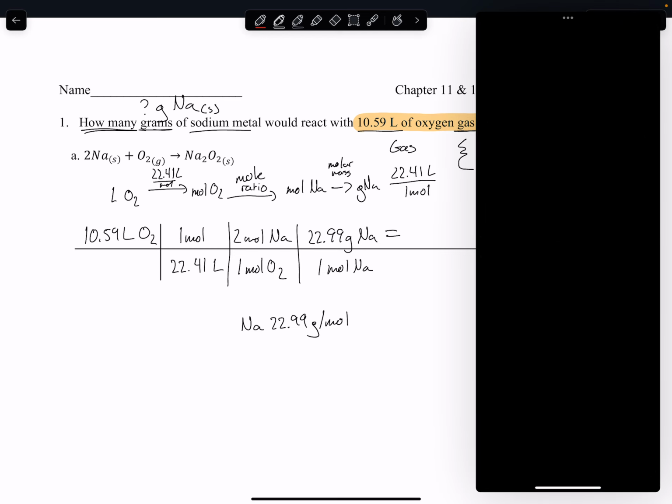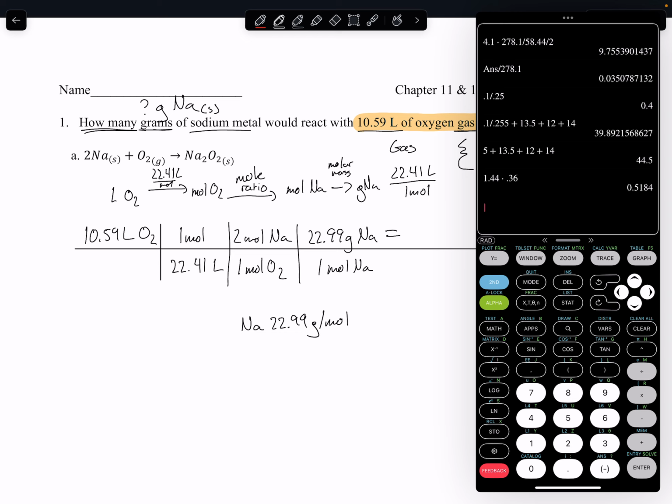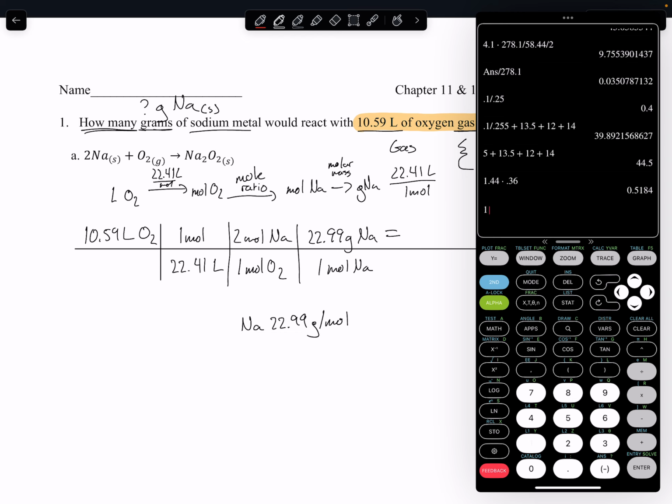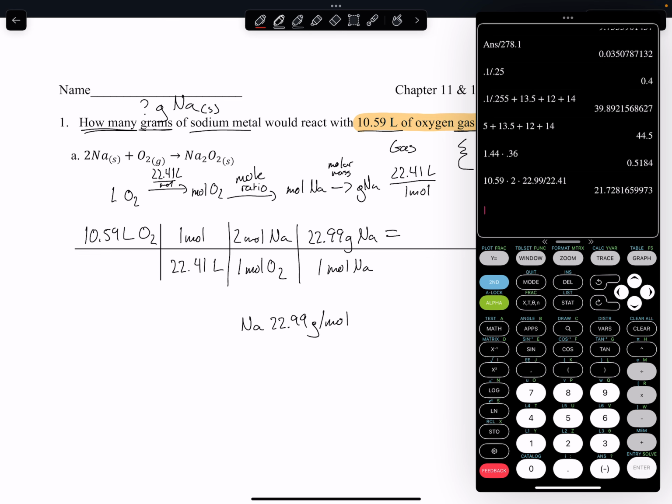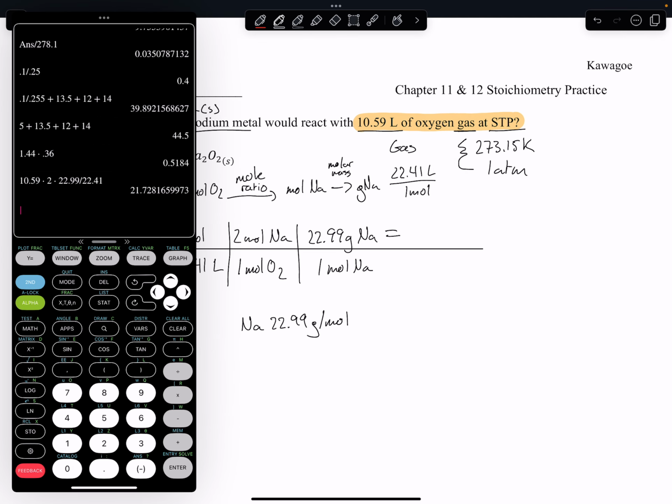And then we calculate. Oh yeah, that's right. Since I'm recording this way, I can pull up the calculator here. So ignore all those other calculations, but this is going to be 10.59 times 2 times 22.99 divided by 22.41. Enter. So our answer there is 21.728. We've got a whole bunch of decimals there.